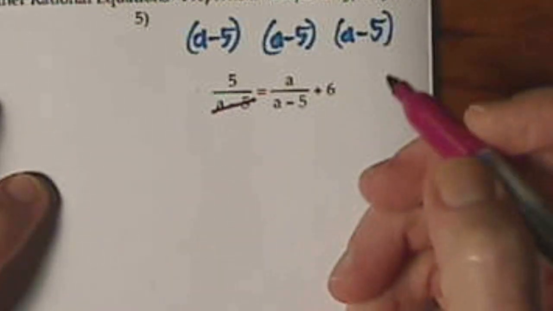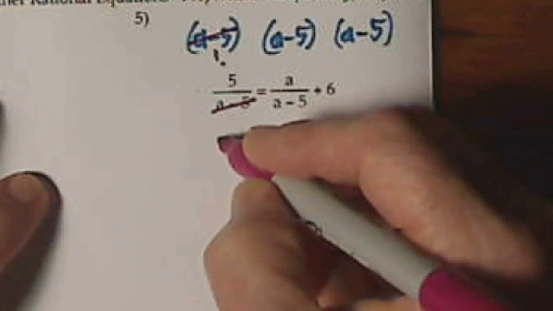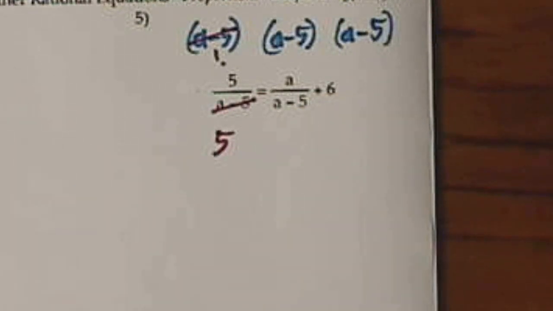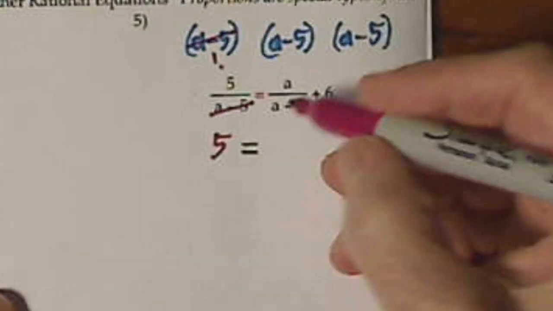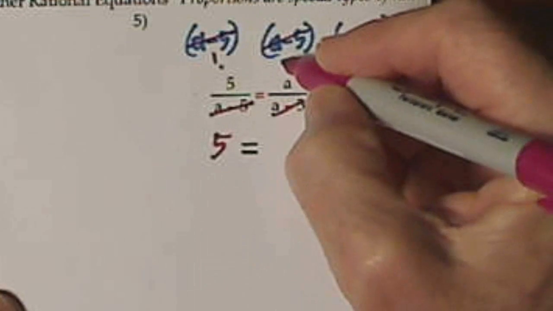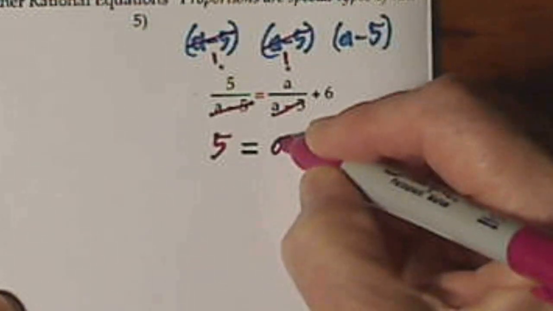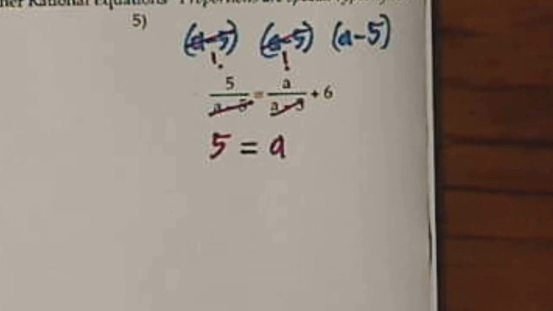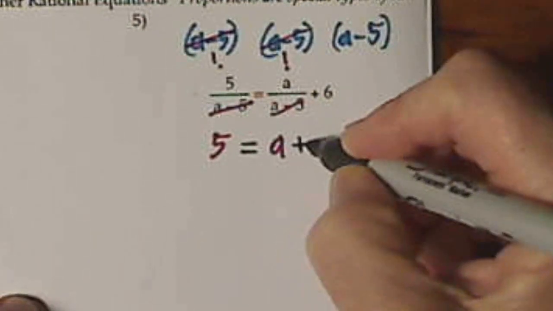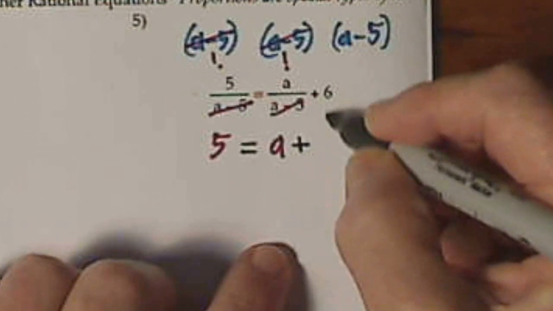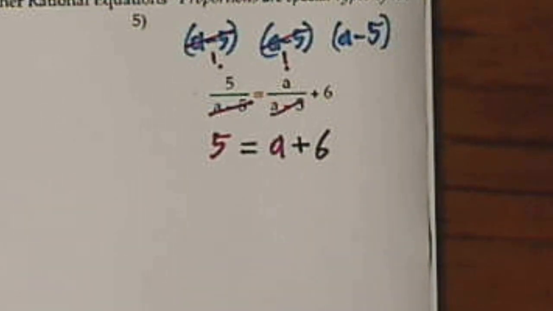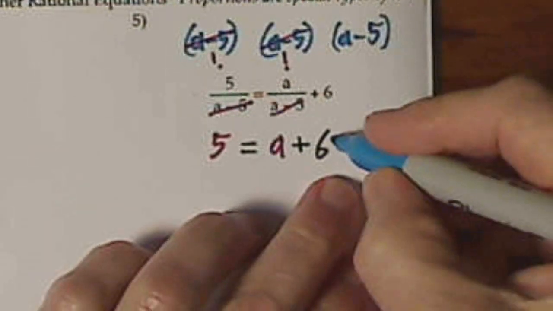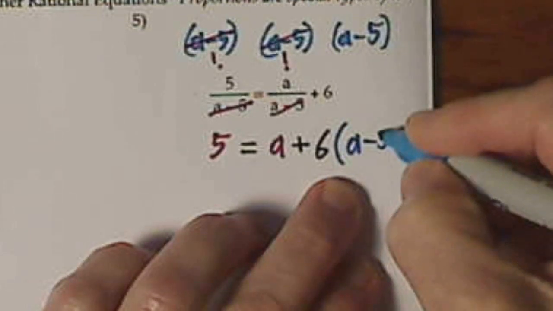All right. So a minus 5 goes into a minus 5 once. 1 times 5 is 5. We bring down our equal sign. Then a minus 5 goes into a minus 5 once. So you have 1 times a. I'll bring down that plus. And then there's nothing to cancel down here. So I'm just stuck with the a minus 5. So it'll be 6 times the quantity a minus 5.